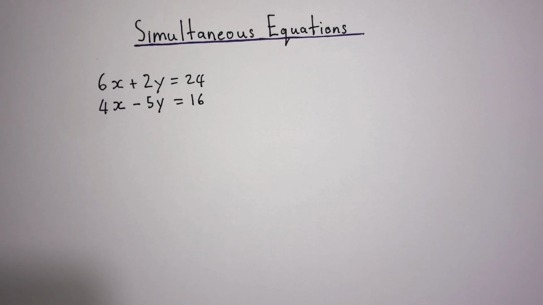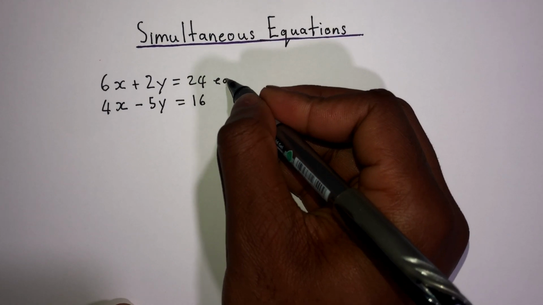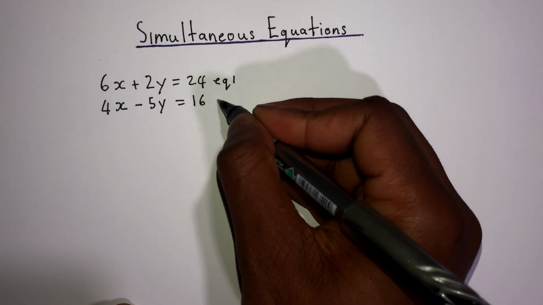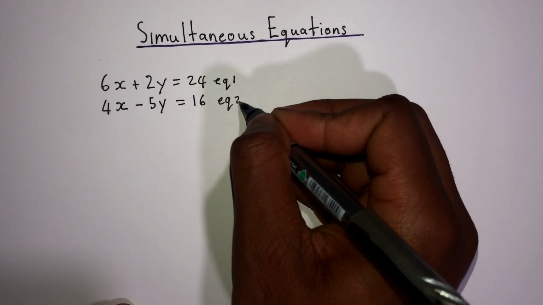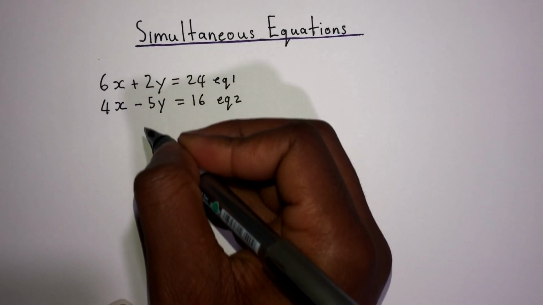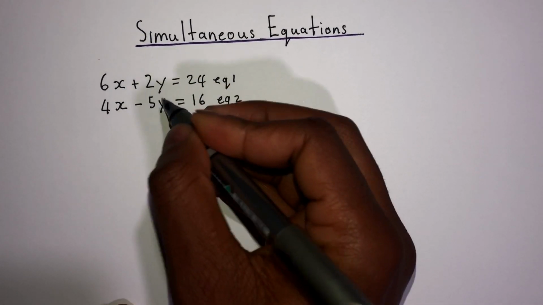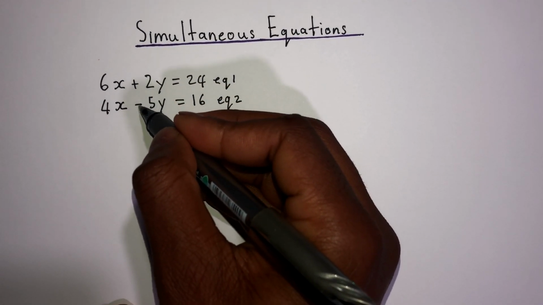Let's solve this pair of simultaneous equations. We have 6x plus 2y equals 24 and 4x minus 5y equals 16. The first thing we're going to do is label our equations, equation 1 and equation 2. Next, we're going to analyze our equations, and after analyzing them, we can see that they both have unlike signs.